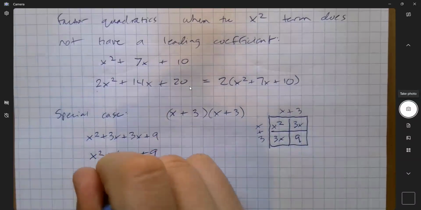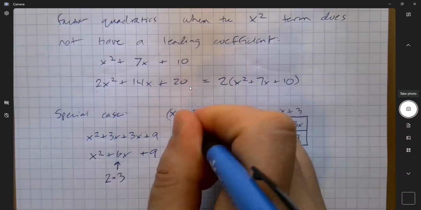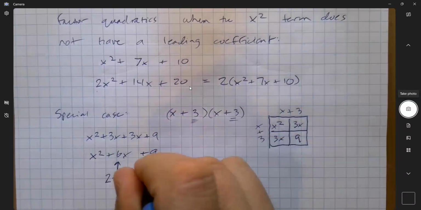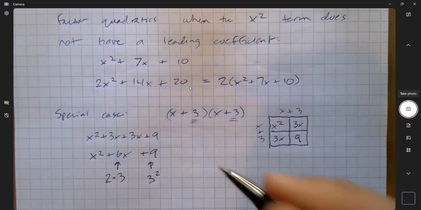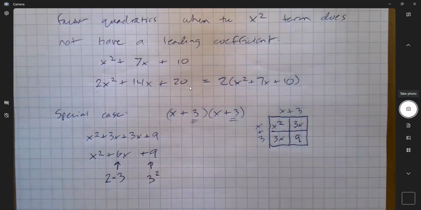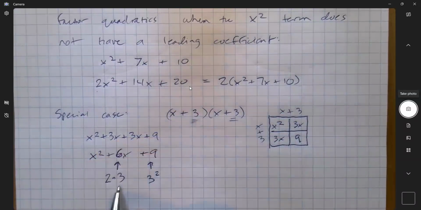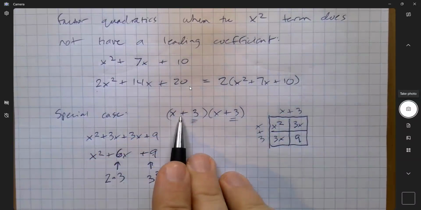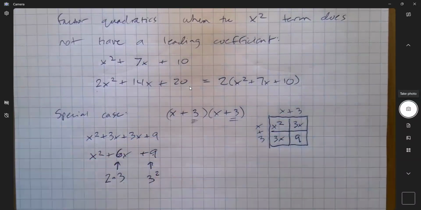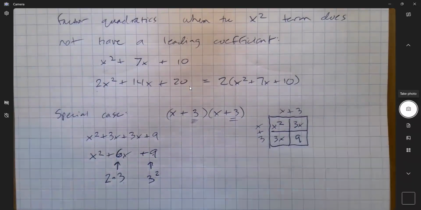I want you to notice that 6 is 2 times 3, and 9 is 3 squared. So when we have a quadratic where the middle coefficient is 2 times a number, and the constant is that number squared, it can factor into x plus the number times x plus the number. Let's just do another one, moving forward again until we see the pattern.